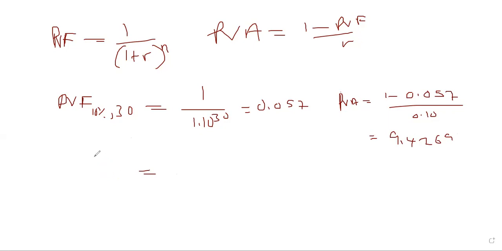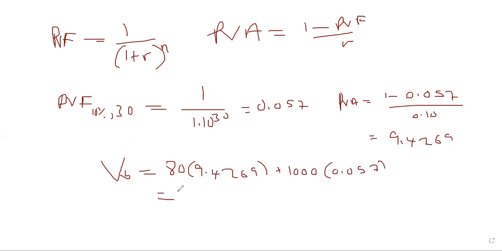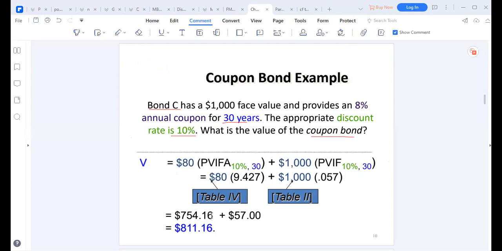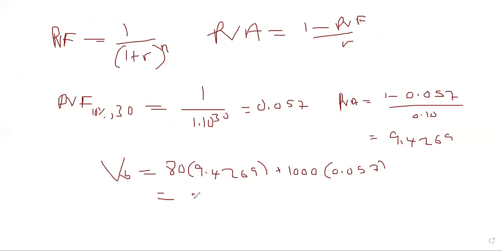So this will now give us the value of the bond substituted in that formula, which will be 80 against the annuity factor, 9.4269, and the 1,000 against the 0.057. And this now gives us the value of the bond, which is as follows: 811.16, 811.16.